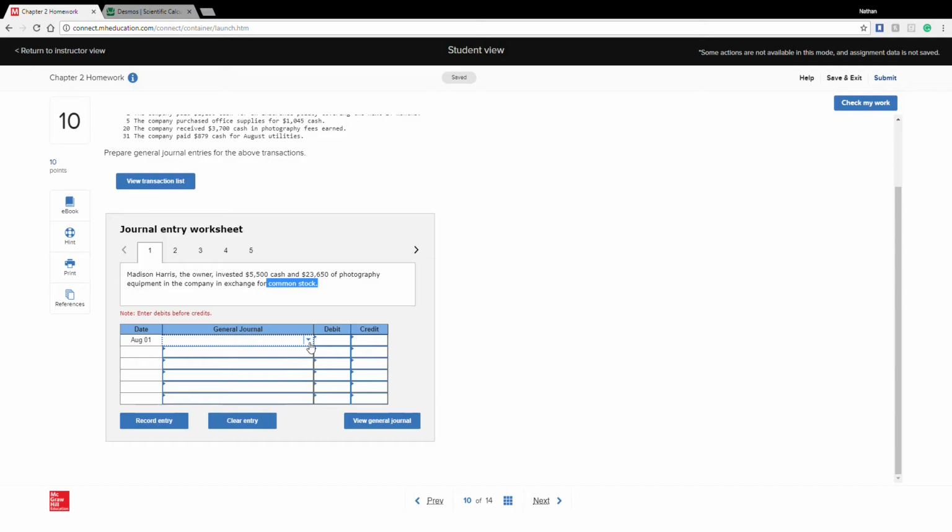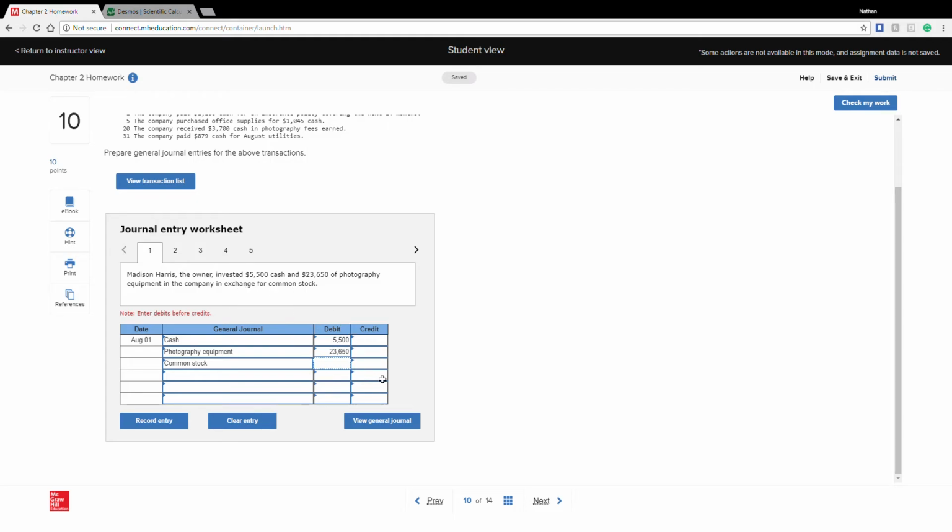So, start again with our debits. We're going to start with cash. And it's going to be easier just to type it out till it pops up. So photography equipment and common stock. Notice again that Connect wants debits before credits. So always put your debit accounts first. So we have 5,500 and 23,650. So notice here, our only two amounts are both increased to debit.